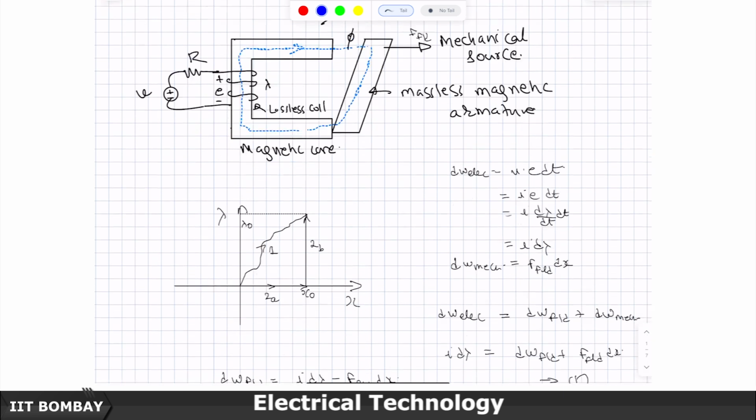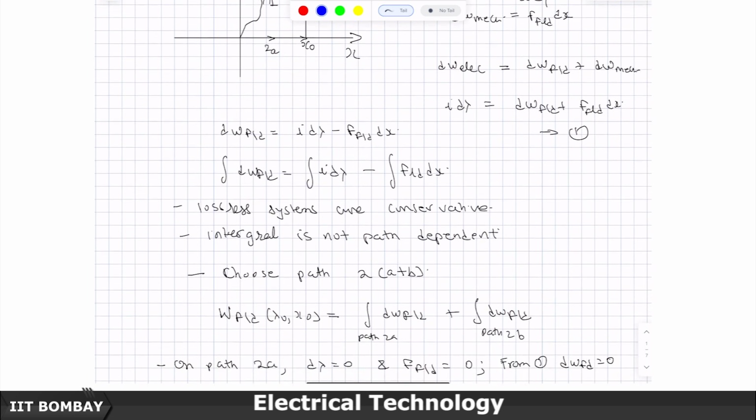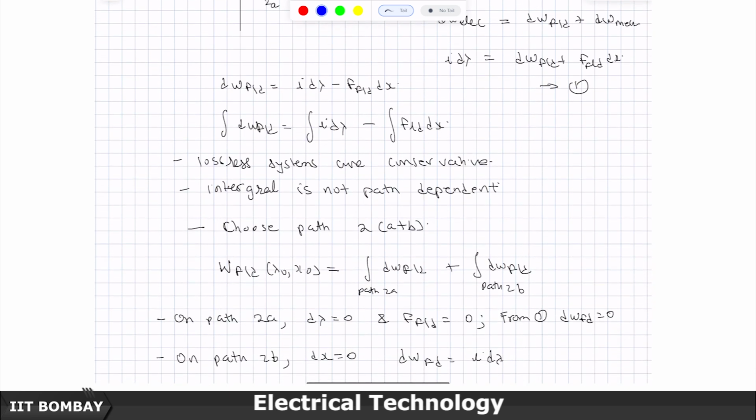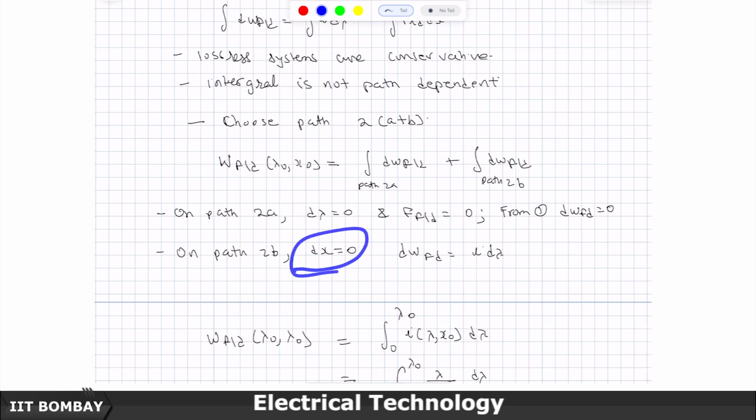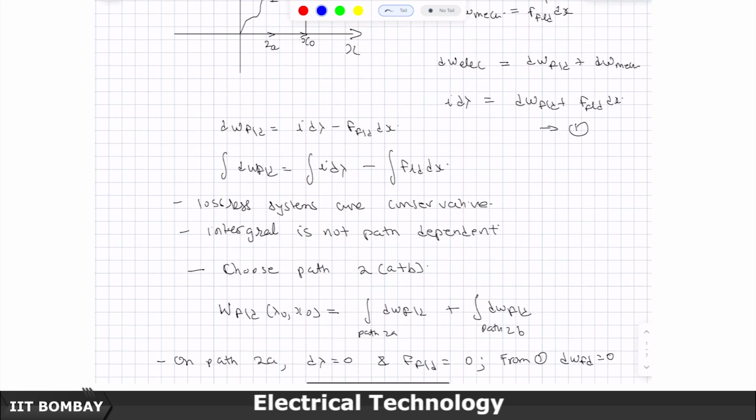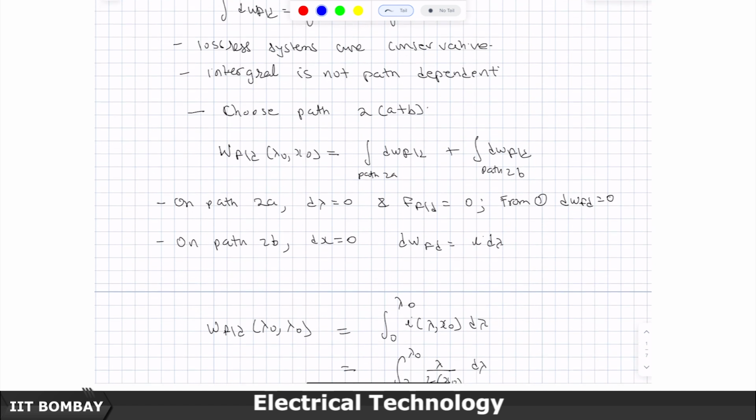So, inductance will become fixed, and the only other thing is that dx is also 0. Because dx is 0, this component will not come into the picture. Whatever electrical energy we are pumping in from the source will just be transferred as magnetic field energy. It will basically fill up your bucket in which you are storing the magnetic field energy, and you can just calculate that from the integral.